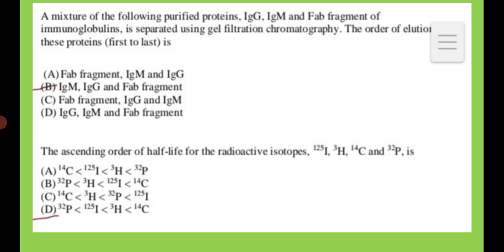Half-life for hydrogen is 12.4 years, and half-life of carbon-14 is 5730 years. So in ascending order: phosphorus, then iodine, then hydrogen, and then carbon. Option D is the answer for this question.